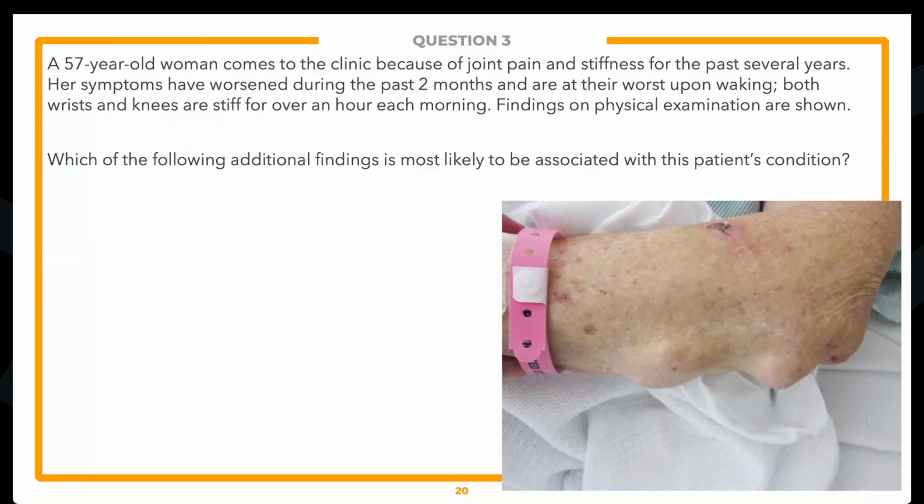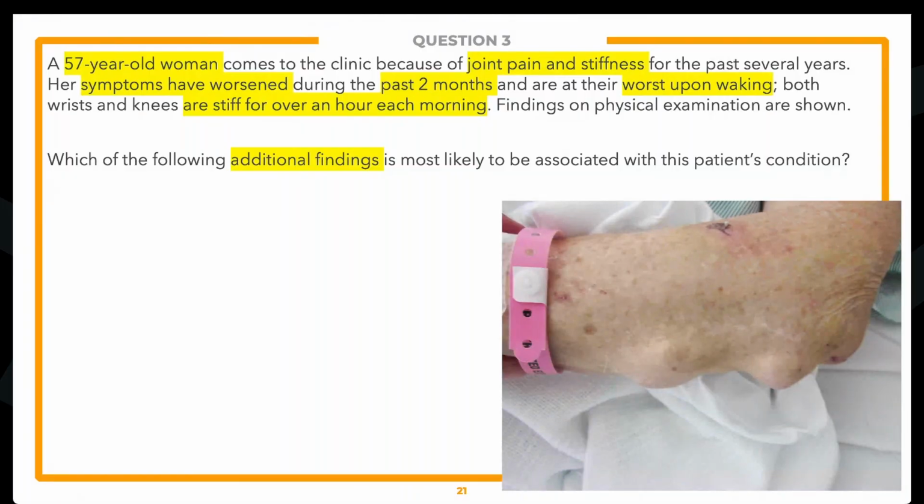So let's go through. Let's highlight some of the keywords here, and let's read the lead in one more time to make sure we're not missing what we're looking for. So again, additional finding most likely to be associated. So it's not asking about diagnosis, it's asking, in addition to whatever this picture is showing, what else are you going to see? So you want to diagnose the patient, think about all the things that you can possibly see in this patient, and then come up with an answer.